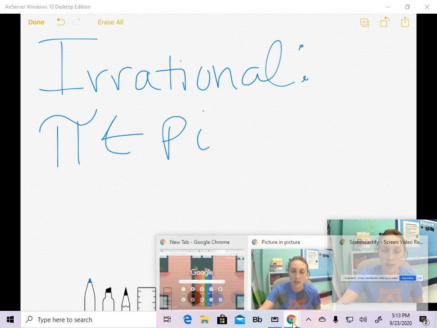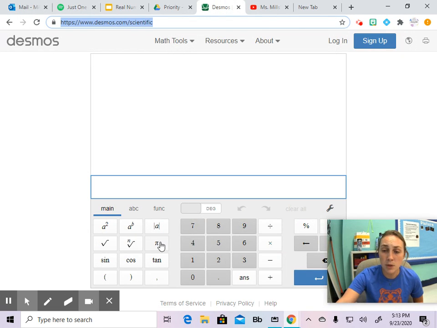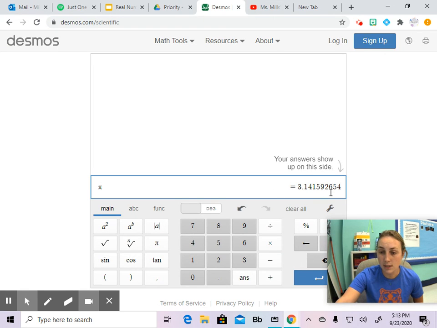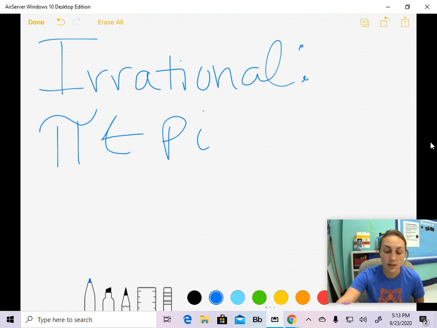And let me show you what I'm talking about real quick. So we can go to our Desmos calculator, and if you put in pi, it'll give you this answer right here. Guys, pi is one of those numbers that goes on forever. It is a decimal number that literally has no end. So it's an irrational number.